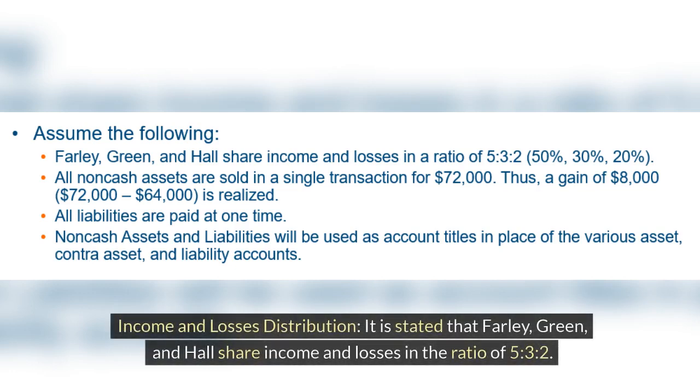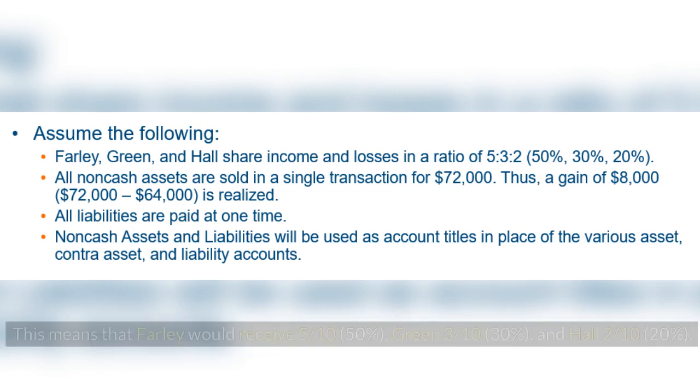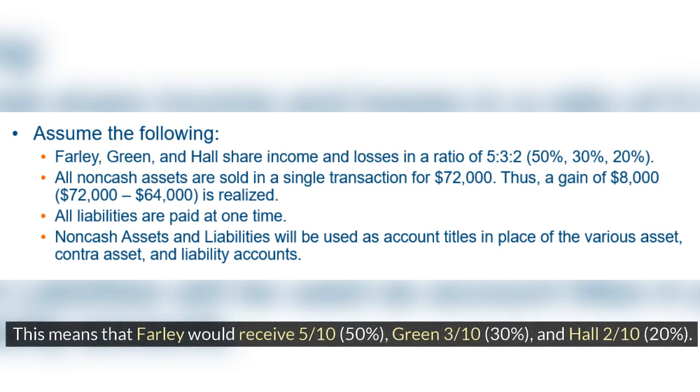Income and losses distribution. It is stated that Farley, Green, and Hall share income and losses in the ratio of 5:3:2. This means that Farley would receive 5/10, 50%, Green 3/10, 30%, and Hall 2/10, 20%.